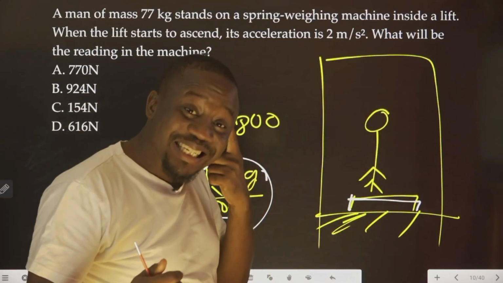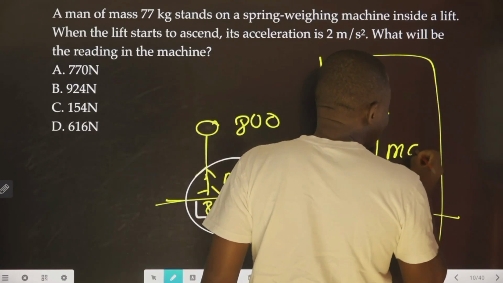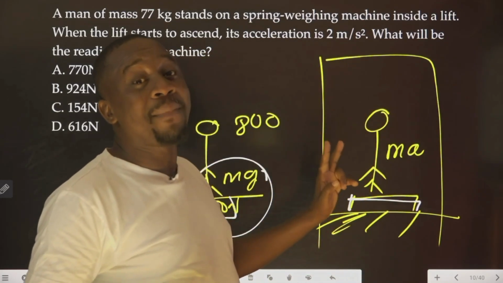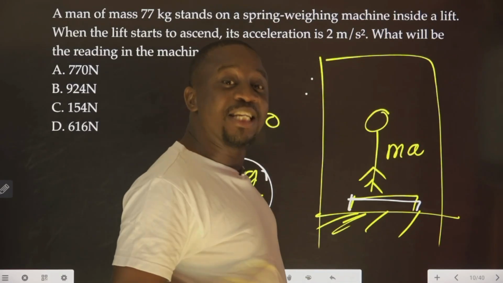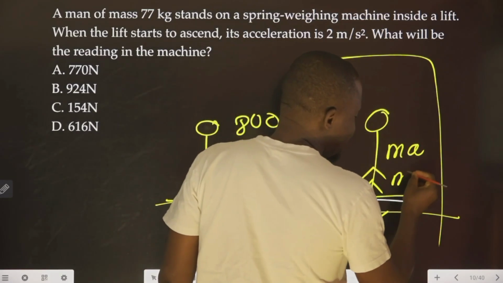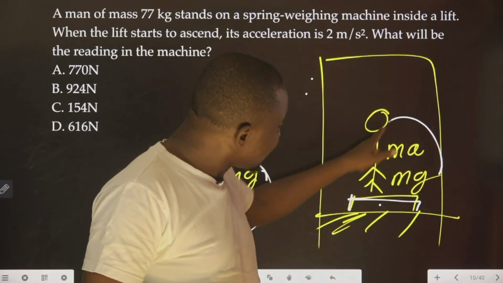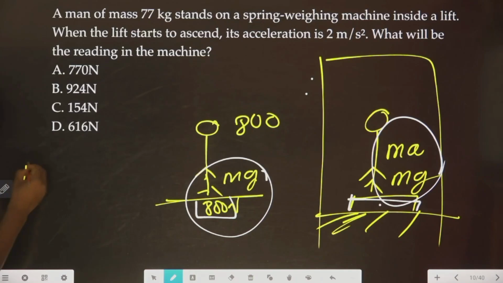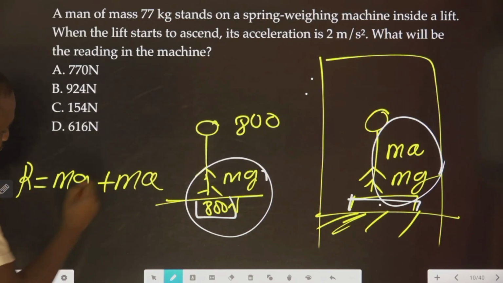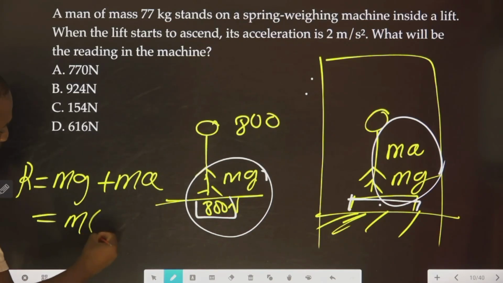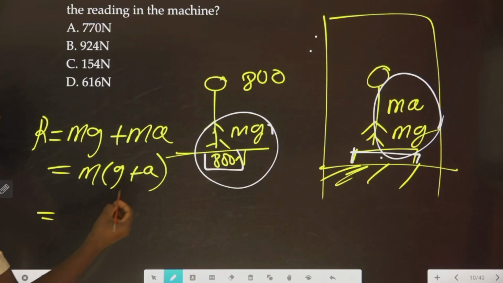What is required to pull you up is ma, your mass multiplied by the acceleration of the lift. Your actual weight is mg. It means the total that will be registered here is the addition of these two. The reaction equals mg plus ma, which you can easily say is m times g plus a, and our m is what?